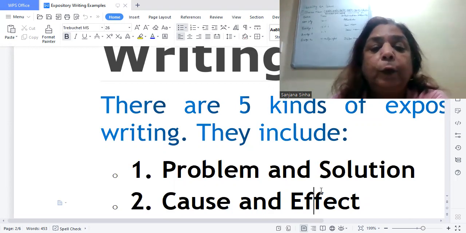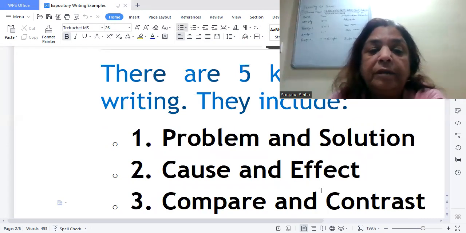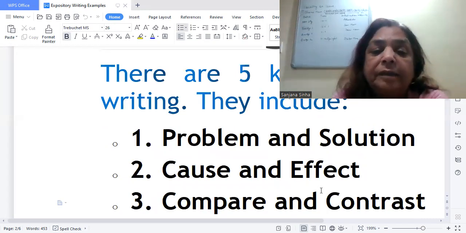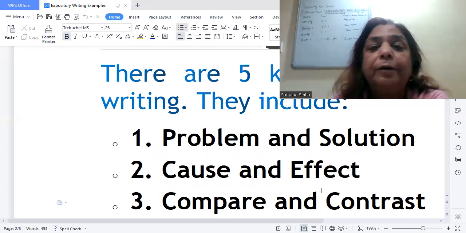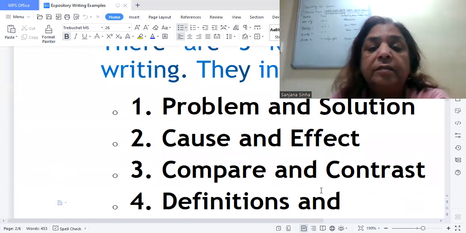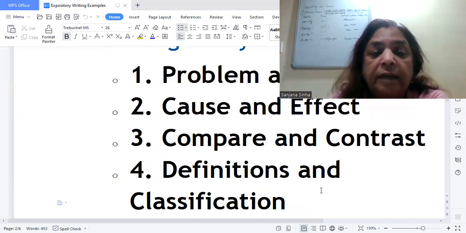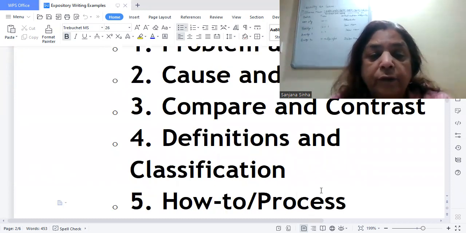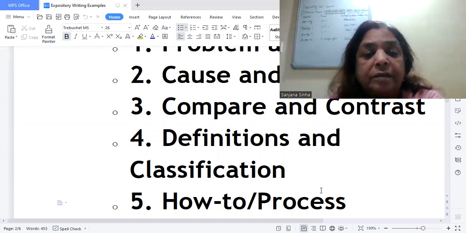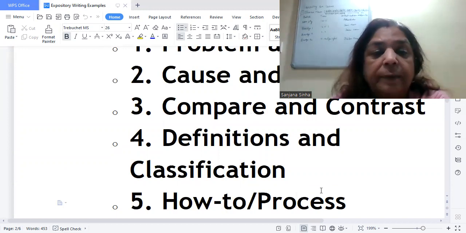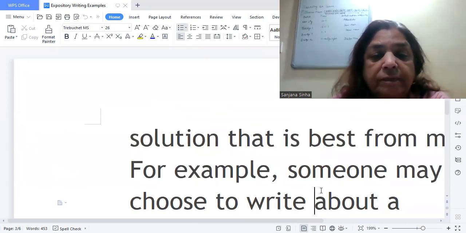The second is cause and effect. Something happened because of which something happened. Compare and contrast. You compare two things, how similar and how different they are. And then today we're taking a look at definitions and classifications, and also the how-to process. So let us take a look at the definitions and classification.